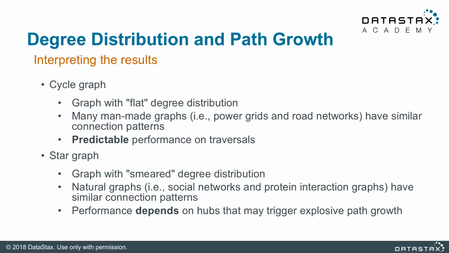So what did we learn? For the cycle graph, we saw that the flat degree distribution led to a very predictable traversal performance. On the flip side, we learned that the star graph has a more skewed degree distribution, which can cause drastic deviations in performance. And trust me, this is really important stuff to understand ahead of time, because it's pretty easy to have a traversal that works great most of the time, but blows up when you land on a supernode like a popular celebrity or a major airline hub.